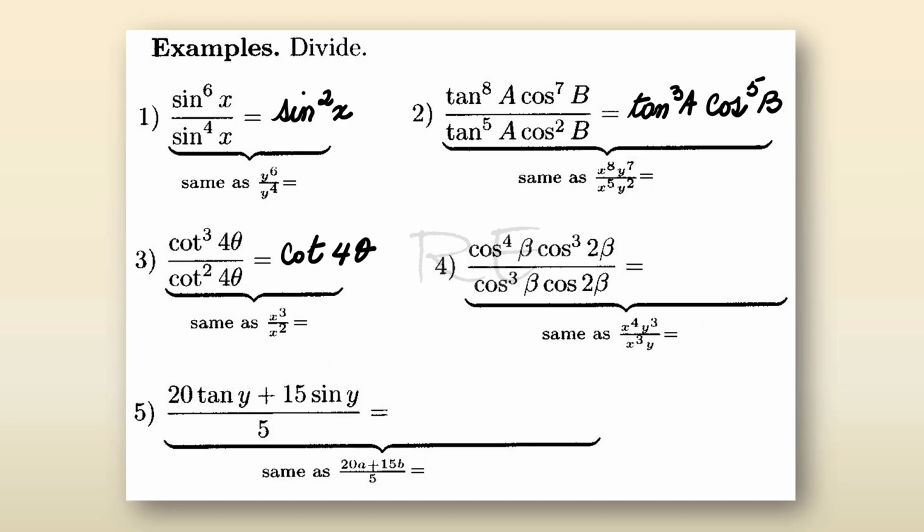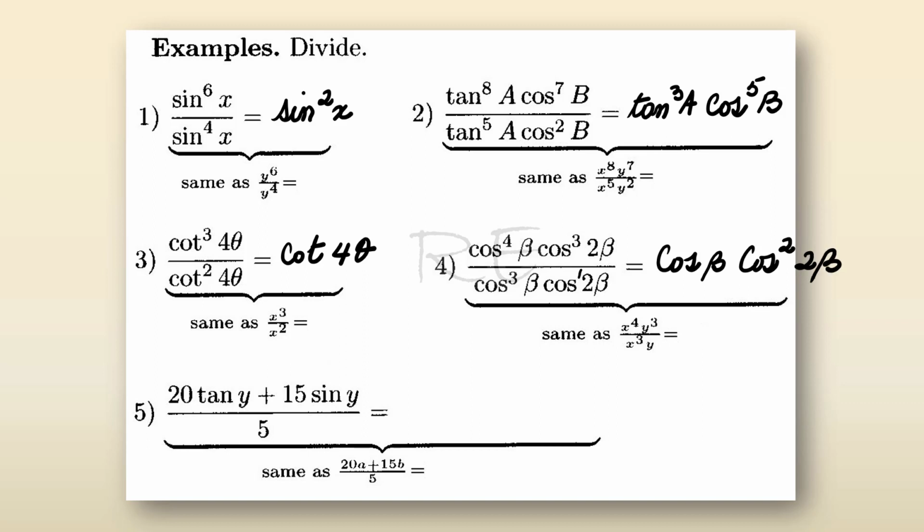Cosine 4 beta over cosine cubed beta. 4 minus 3, 1. Cosine beta. Cosine cubed 2 beta over cosine 2 beta. 3 minus 1, 2. Cosine squared 2 beta.